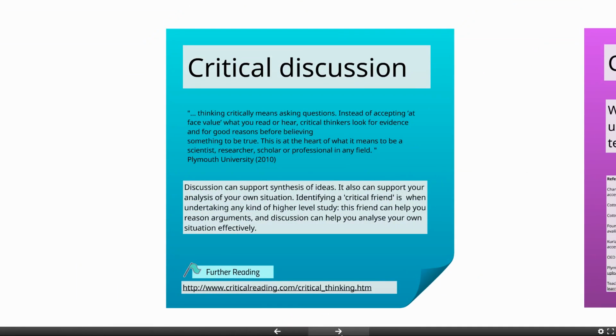Okay, so returning to this idea of discussion, of different perspectives. Plymouth University, who developed the simpler model previously, state that thinking critically means asking questions. Instead of accepting at face value what you read or hear, critical thinkers look for evidence and for good reasons before believing something to be true. And this is at the heart of what it means to be a scientist, researcher, scholar, or professional in any field. And I'm sure you'll agree with me that this is indeed crucial. We cannot accept things on the surface. We've got to look for deeper interpretations. We've got to really examine a situation from an objective perspective.